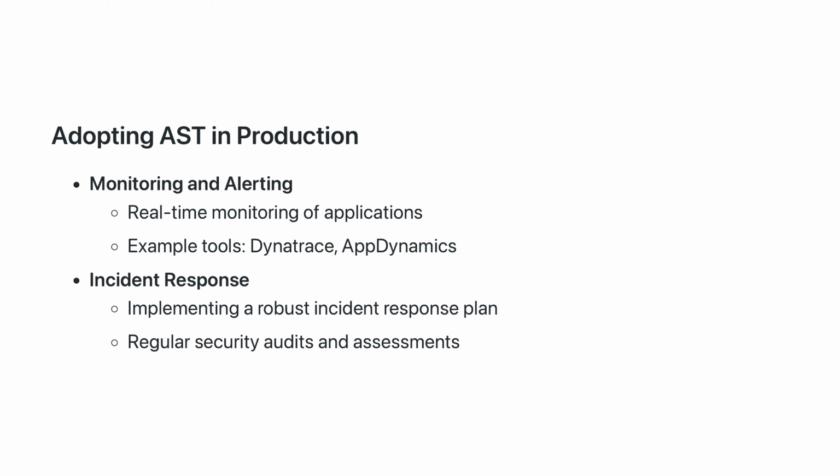Next, implementing a robust incident response plan is key. Incident response involves identifying, managing, and mitigating security incidents to minimize their impact. Regular security audits and assessments should be conducted to ensure that your response plan is effective and up to date. By adopting these practices, you will be well prepared to handle any security challenges that may arise in a production environment.